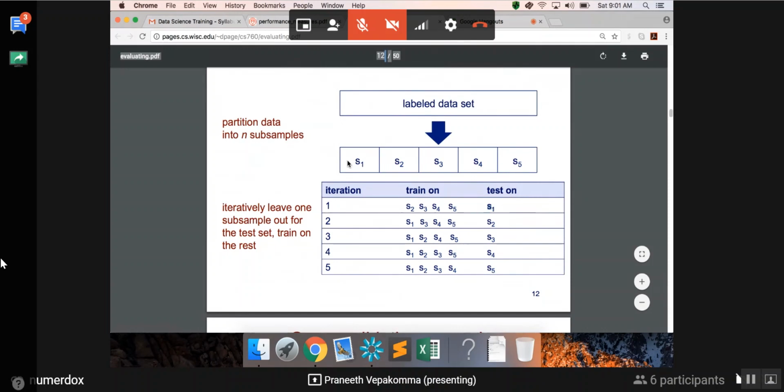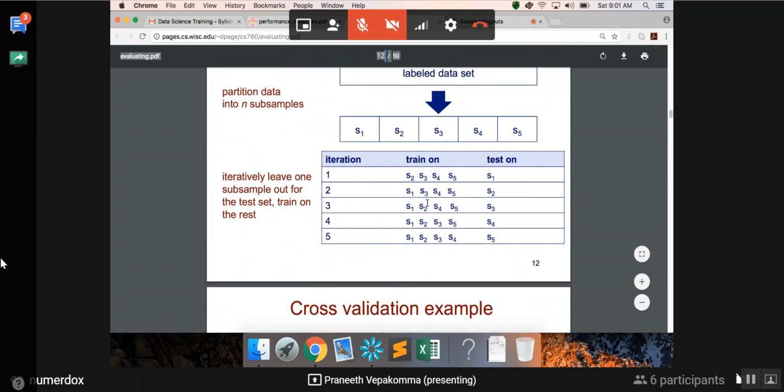So say the first time you drop this fold, you train on these and you test on this. That's what he wrote. You train on S2 to S5, you test on S1. Next time you drop this one, you train on S1, S3, S4, S5, and you test on S2, and so forth. Each time you test, you have an error or your accuracy measure. You can average all your 5 measures to get your cross-validation accuracy.